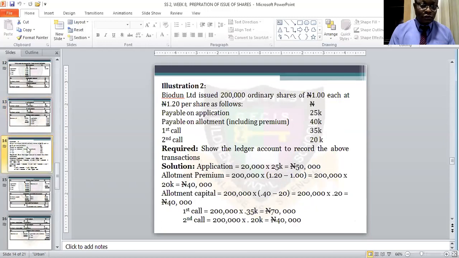Then here's the second illustration, the second example. Building Limited issued 200,000 ordinary shares at 1 naira each, at 1 naira 20 cover.